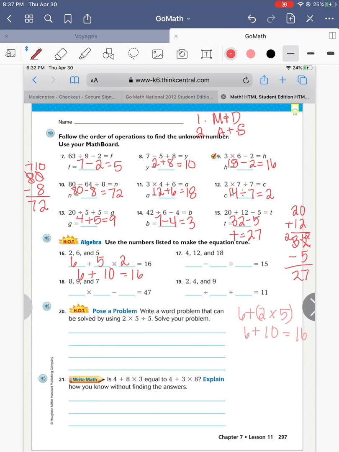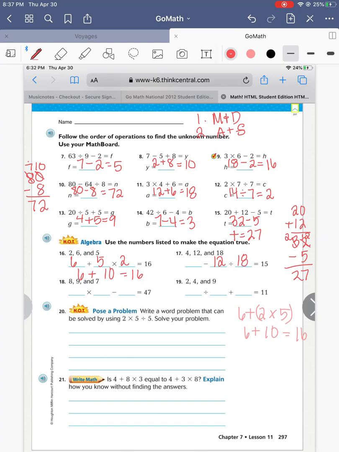All right. Number 17, 4, 12, and 18. So there's a division problem and a subtraction problem. I know that I can't put the 4 here, and I'll tell you why. Because can I divide 4 by 12? I cannot, and I can't divide 4 by 18 either, because those numbers are greater than 4. So the 4 isn't going to go there.